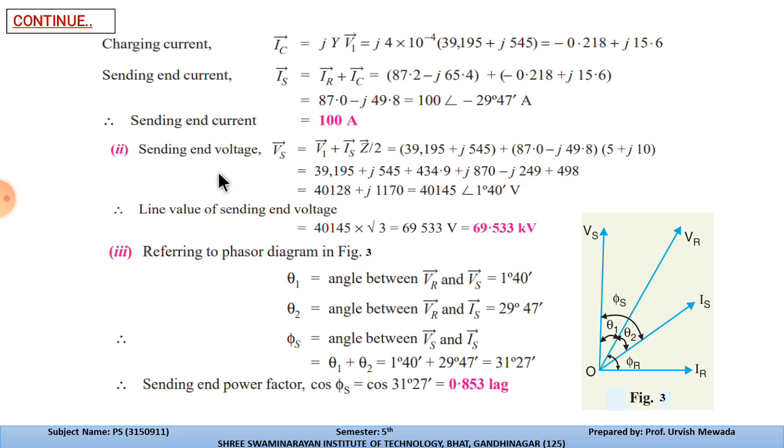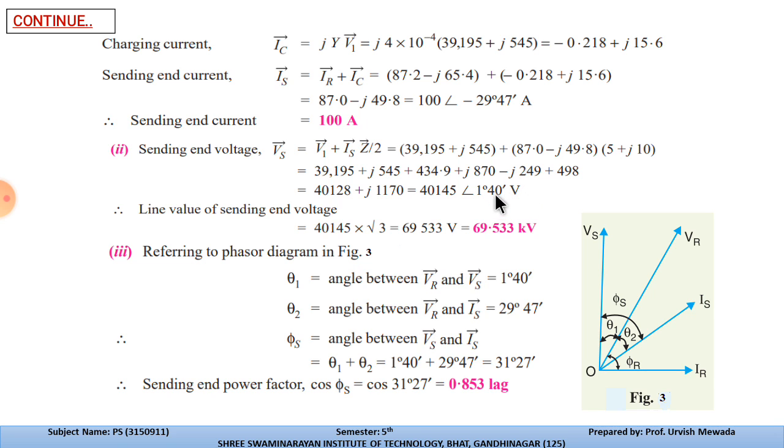Now the sending end voltage VS is a combination of V1 plus IS into Z by 2. We have all the values. By placing the values, we will get the value of VS, that is 40,128 plus J1170. This is the complex form. This is the R angle theta form of the voltage, meaning the sending end voltage is 40,145 at an angle of 1.40 degree.